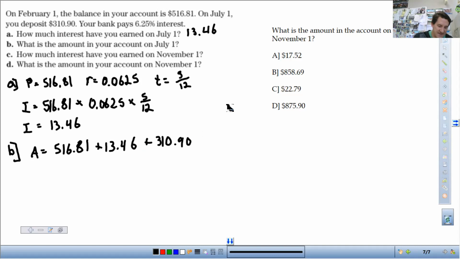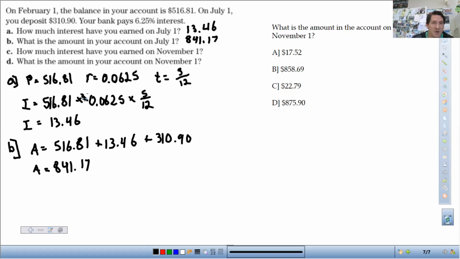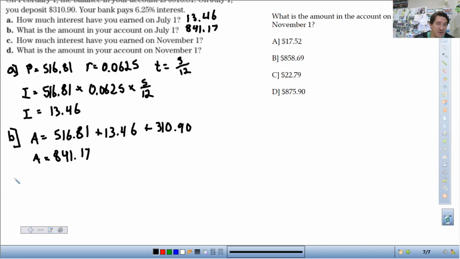So 516.81 plus 13.46 plus 310.90, you get 841.17. So that is how much is in the account on July 1st. So now we're going to do similar. We're going to calculate the interest that we've earned on November 1st. So this time, we're going to use how much money was in our account on July 1st. So the principal is $841.17 this time. The rate is the same.